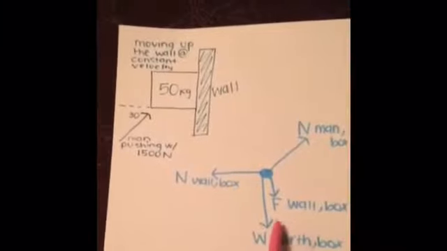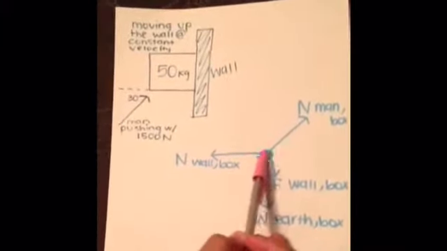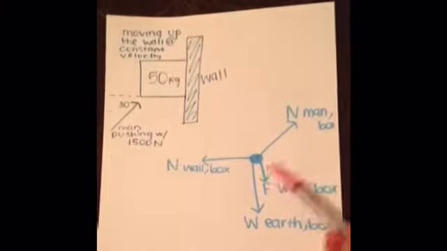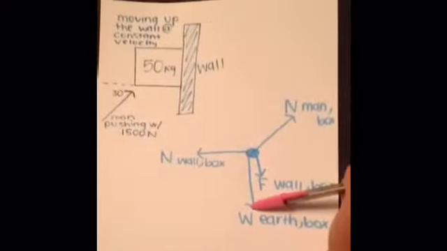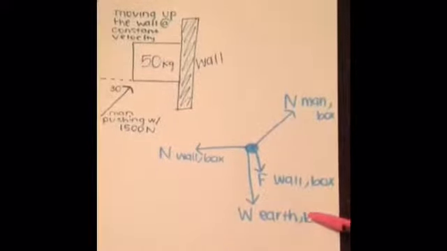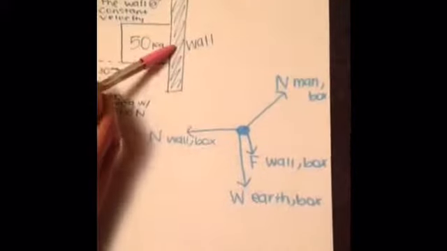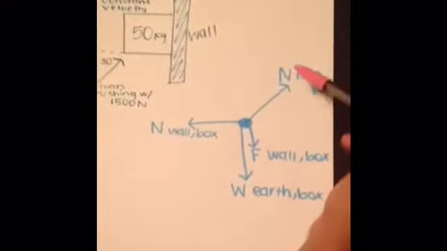So in order to do the free body diagram of the box, you're going to first start out with a dot to represent the box. Then you will indicate that there is a downward force of weight from the earth onto the box, and there's also friction that's forcing it downwards due to the wall, as you can see here.